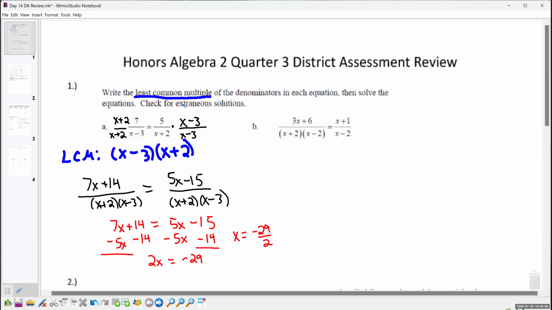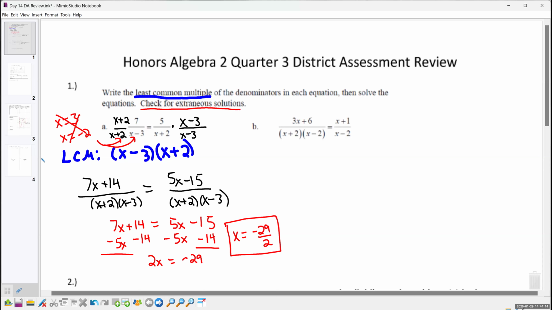And I know my solution works when I go to check for extraneous solutions. The only solutions that would be extraneous for letter A, like if I got x equals 3 or I got x equals negative 2, they would make the denominator 0. So that would be a no-go. But I don't have that. I have negative 29 halves, perfectly acceptable.